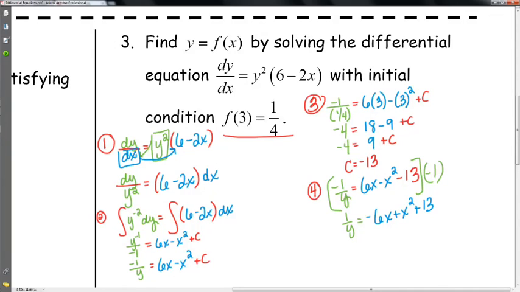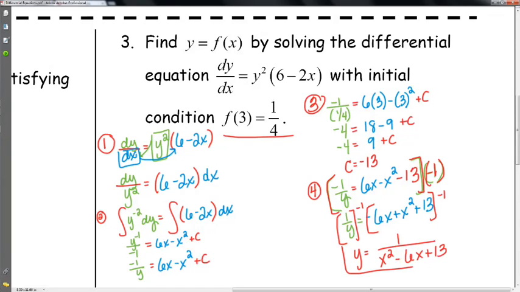And so now I can take the reciprocal of both sides. Let me color coordinate it. Sorry about that. It's supposed to be in red. So it's going to take the reciprocal. So y is going to be equal to 1 over x squared minus 6x plus 13. And that right there is our answer.